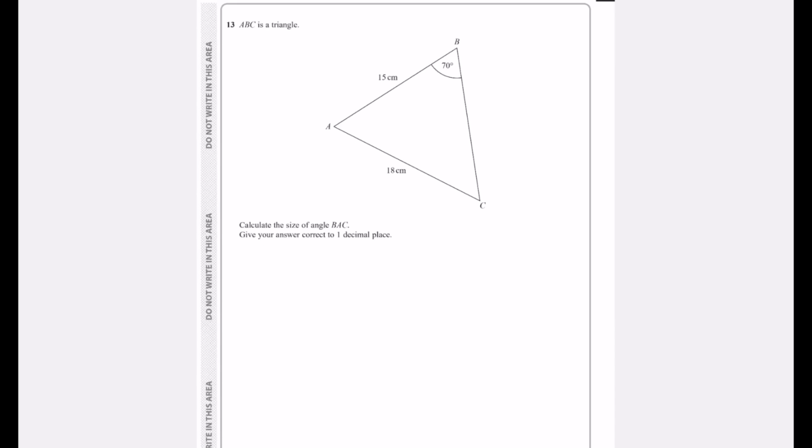Question 13. ABC is a triangle. Calculate the size of angle BAC. So we've got a sine rule question. We've got opposites. So the opposites are actually going to work out angle ACB. We call this one here X. We can call this one Y. So we'll work out Y using the sine rule, and then use angles in a triangle add up to 180 to find X.